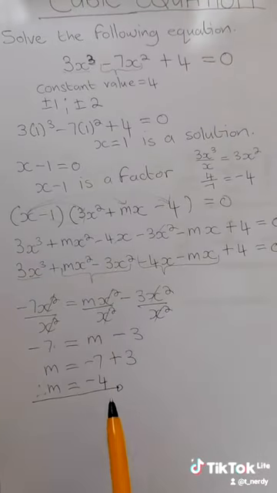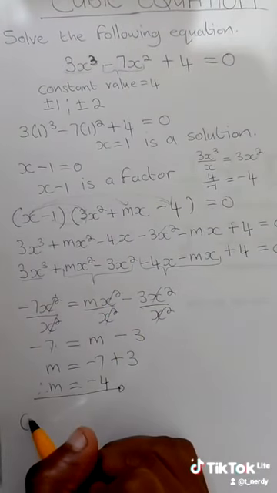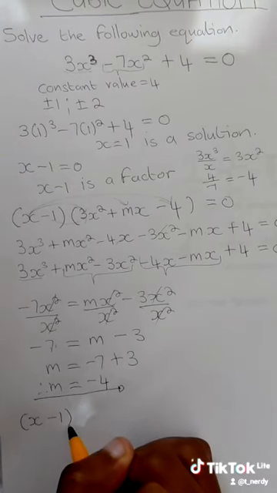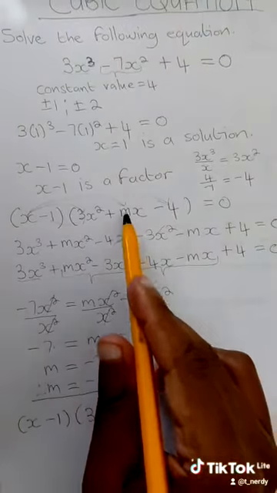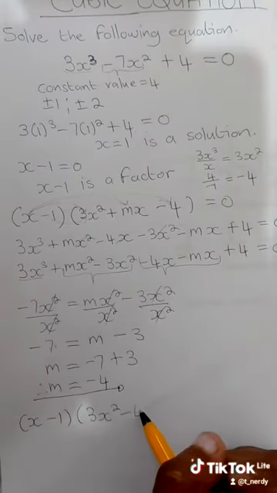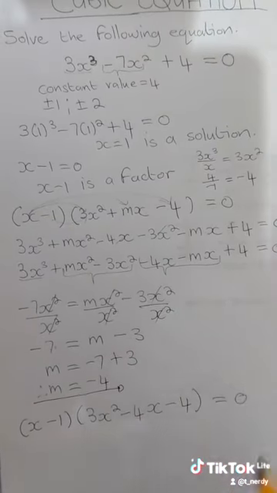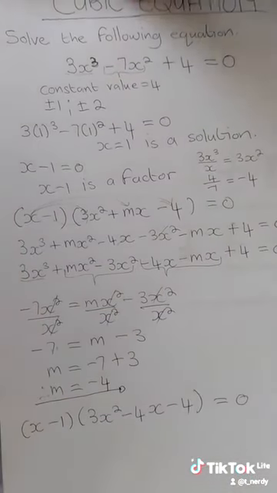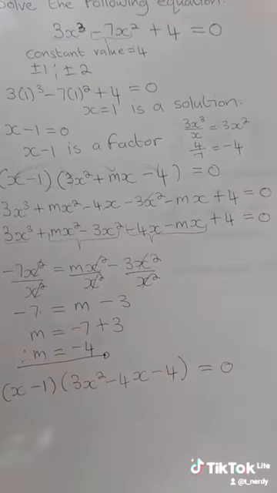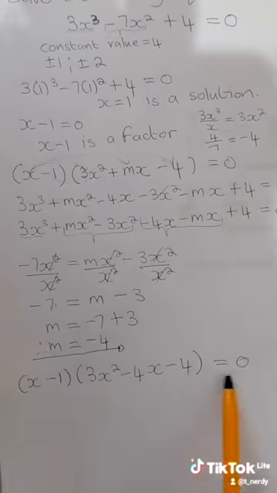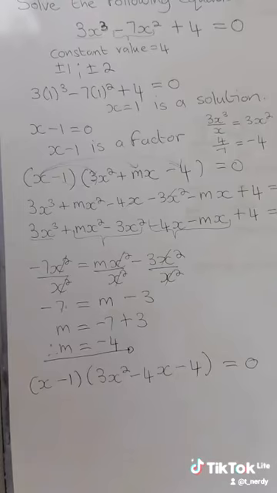We then take m and substitute it back into our equation there. So in order to do that, we're going to say x minus 1, and then we're going to therefore say 3x squared. Where there is m, we now substitute negative 4. So it's going to be negative 4x minus 4 is equal to 0. So you can now see that we have two parts in our equation. We have this part that is linear, and then we have this part that is quadratic. So from here in this equation, you can tell that x is equal to 1 is one of the solutions of our problem that we are solving here at the top.